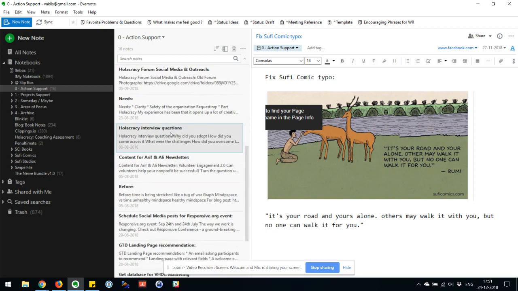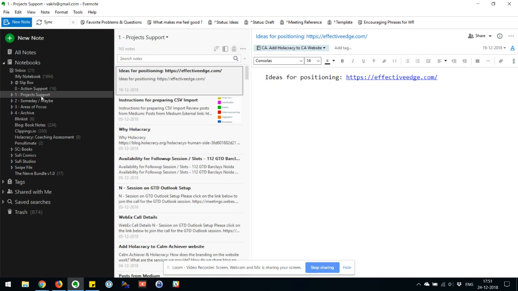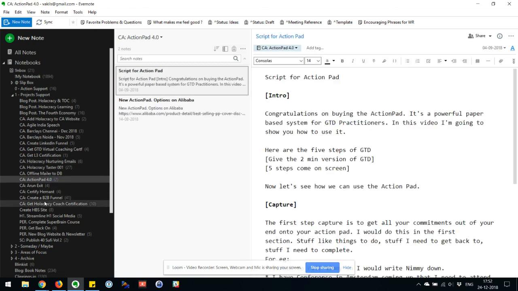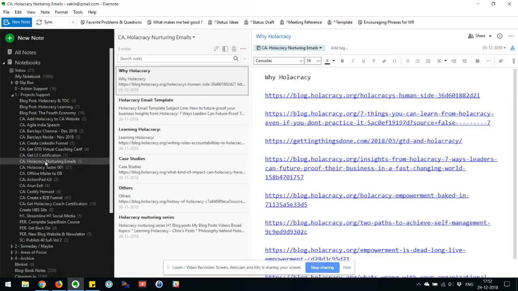The next is called project support. It's basically a stack of all my ongoing projects, and I like to prefix it with an area of my life. That's why you have these prefixes. That's how my mind works. So these are my ongoing projects, and these are all notes related to these ongoing projects. And once it's done, I push it down to archive.